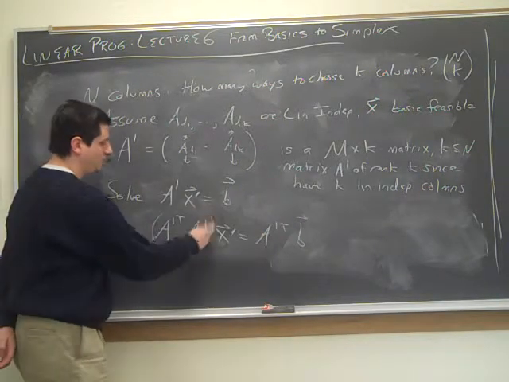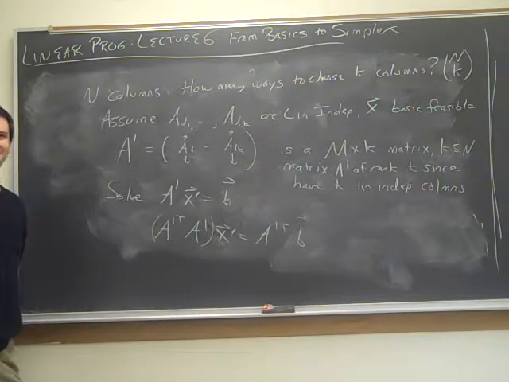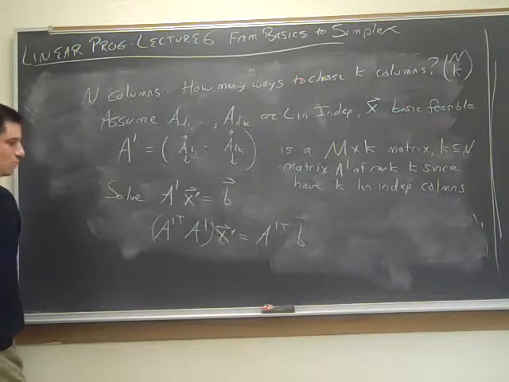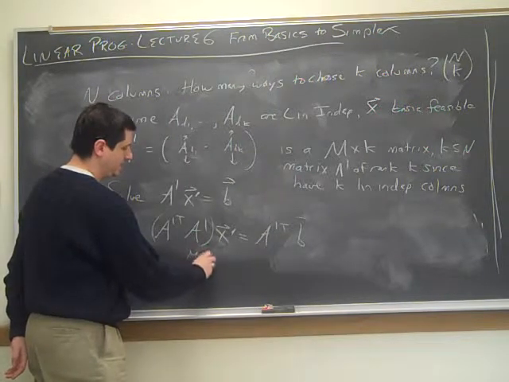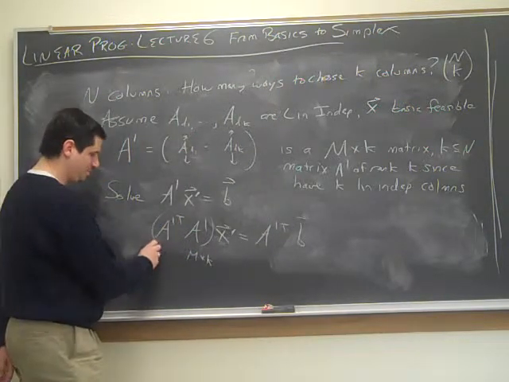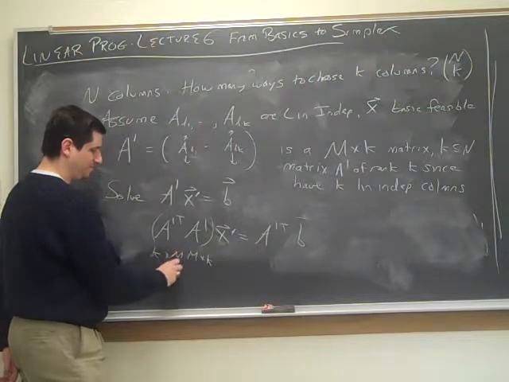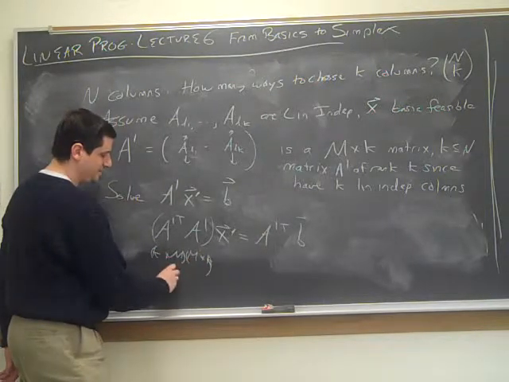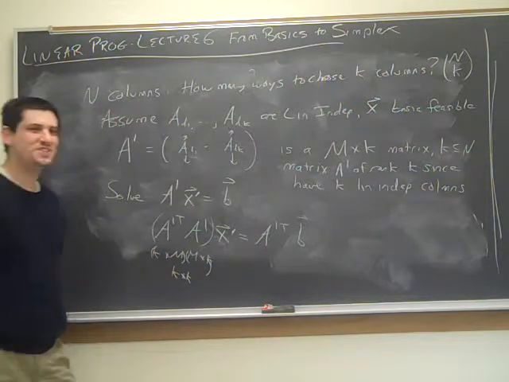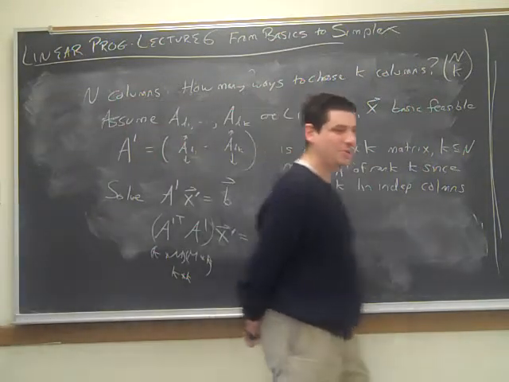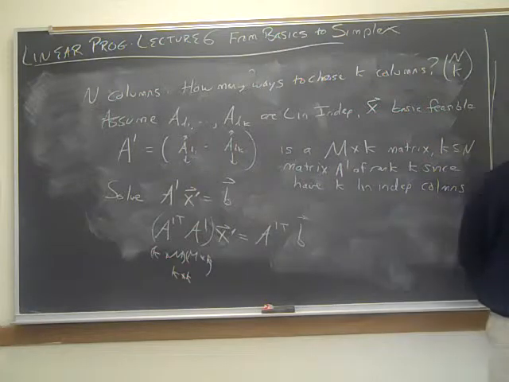Now, here's the question. What kind of matrix is A prime transpose A prime? Square. A prime is m by k. Its transpose is k by m. This is a k by k square matrix. So since it's a square matrix, what do you hope is true? It's invertible. You hope it's invertible, right?